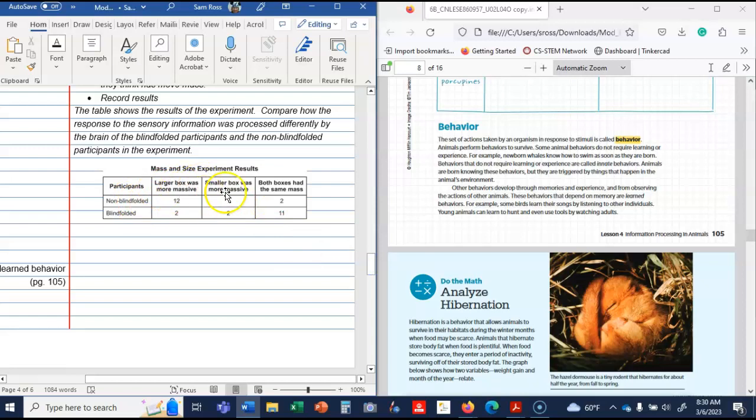The large box was more massive, the smaller box was more massive, or both boxes had the same mass. If they were not blindfolded, if they could see, then they assumed the larger box was more massive. And if they were blindfolded, they assumed they both had the same mass. So without the sense of sight, they didn't have the predetermination of which box would be heavier. With the sense of sight, they assumed the larger box was heavier.